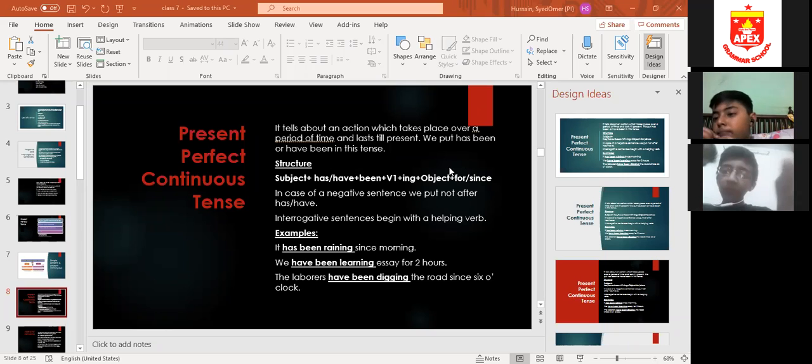What is a negative and interrogative sentence in simple present? What is a negative and interrogative sentence? Miss, can I tell interrogative? Yes. We put a question mark at the end. Okay. And how do we begin it? We begin it with the helping verb. What are the helping verbs in simple present tense? Do and does. Very good.